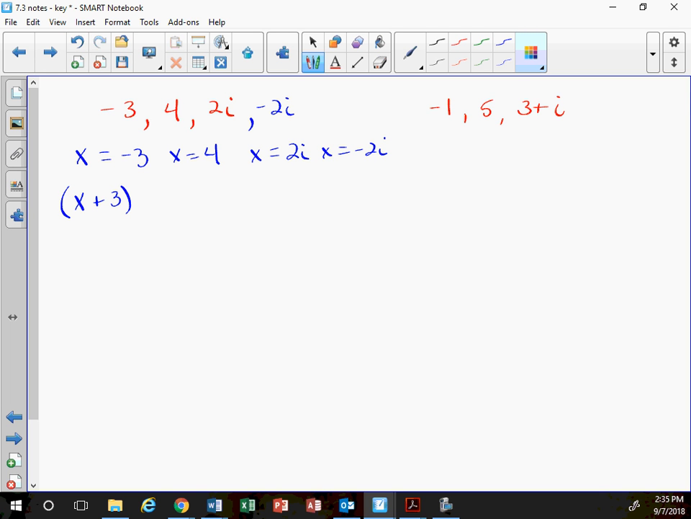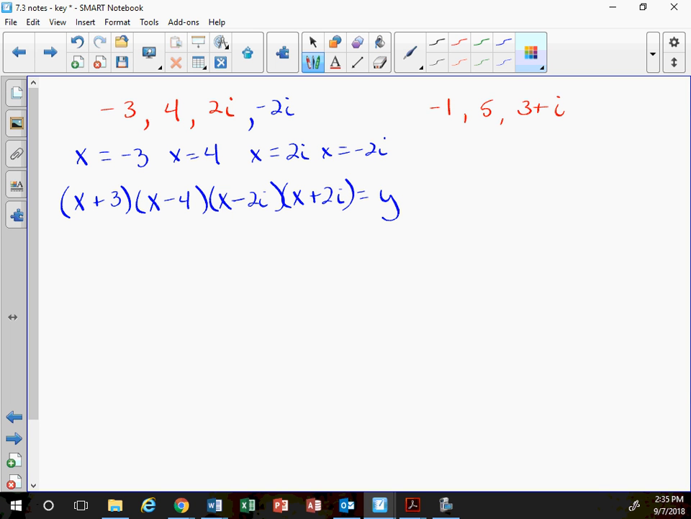This is where those factors come from that you write. You probably learned somewhere along the way that you just put the opposite in your parentheses, right? That's why you do the opposite. Next one's going to be x minus 4. Then x minus 2i and x plus 2i. And then make sure you write y equals, or f of x equals, something. Make it an equation for me.